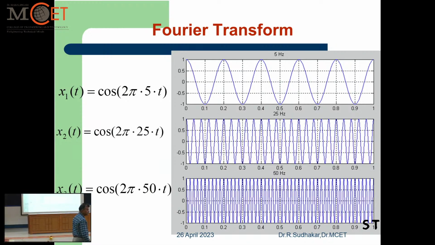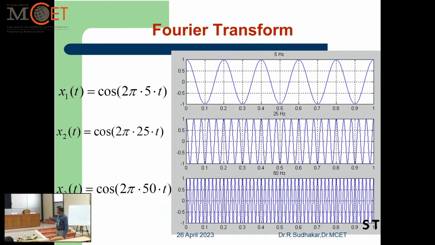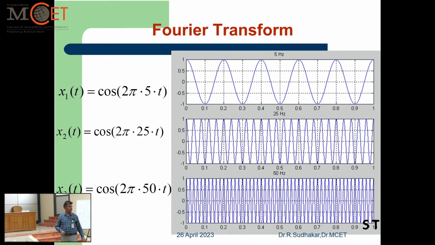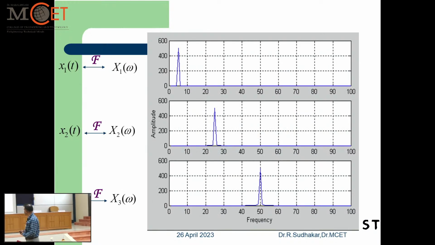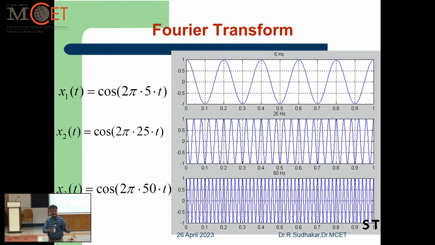What is this? I have taken a spectrum, a Fourier transform. Now what is the answer for the first waveform? There is a peak at 5, which means it is 5 hertz. Second one, there is a peak at 25, so 25 hertz. Third waveform, the frequency is 50. There is an impulse at 50, at 25, at 5. I can understand this. The previous waveform is the time domain, and this is the frequency domain.